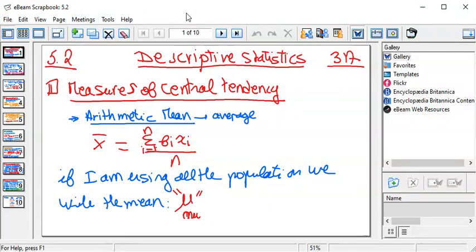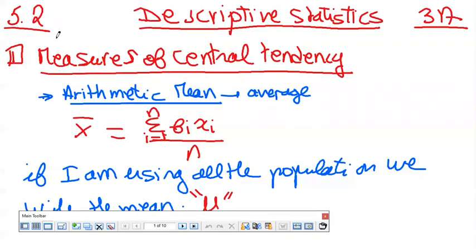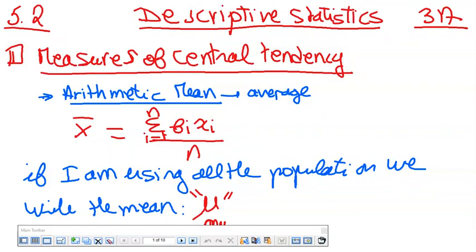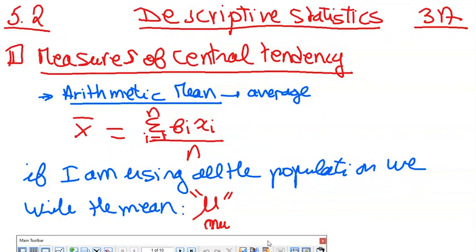Now we are in lesson 5.2. It's about descriptive statistics. So let's start. First, we're talking about the measures of central tendency.